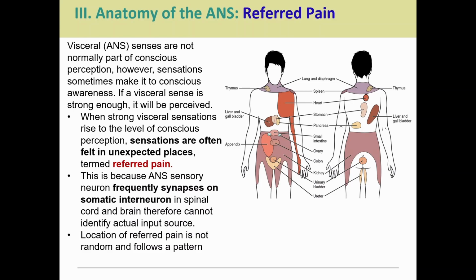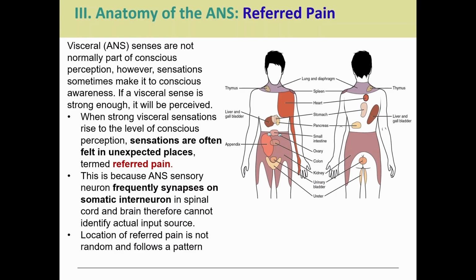Another one that people may have heard about but never really thought of as referred pain is the pain someone can experience in their left arm when they're experiencing a heart attack. That's again referred pain. There's no problem with that person's arm. Their arm is fine. The problem is in the heart. But because of this crossover, because of how things synapse together, we feel it in the left arm. So it's an interesting thing.